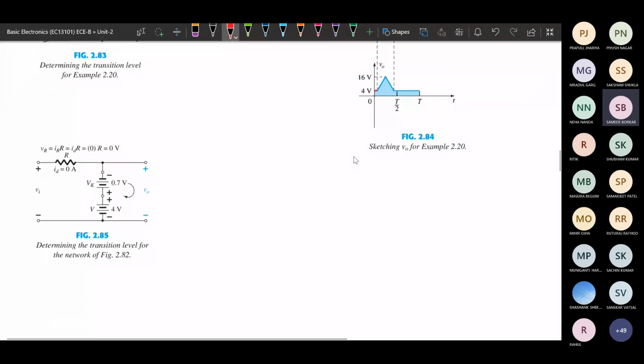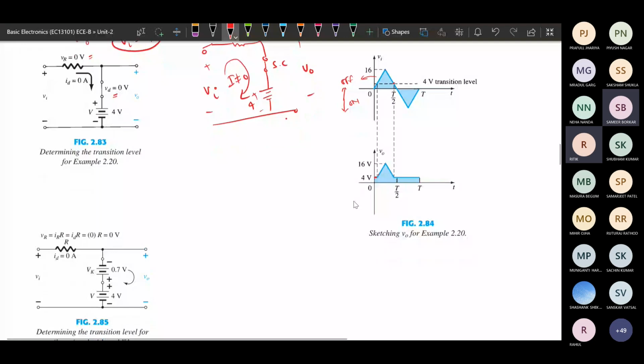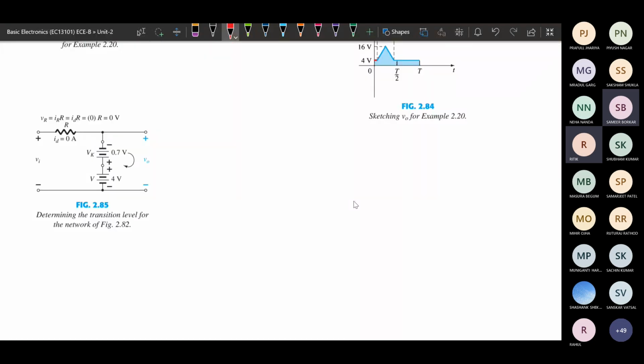Also suppose the diode that we are using is a practical diode, then the circuit will behave like this. If the diode is practical and it is on, then it will behave like a constant voltage source, that is 0.7 volt if it is silicon. In the off case, it will again be an open circuit. So this is the case of a practical diode.